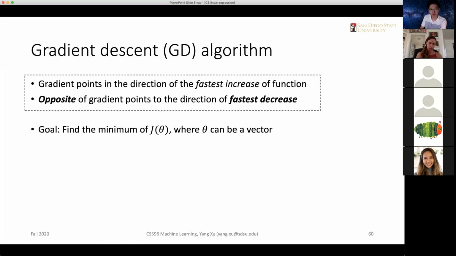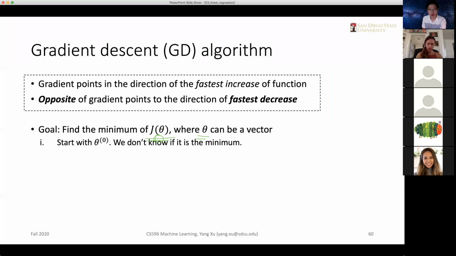Because our goal is to find the minimum of some function, we try to find the minimum point of this cost function, and here theta can be a vector. So the reasonable way is to go against the direction of the gradient. We want the cost function to decrease, so why not find the direction in which the function will decrease the fastest.